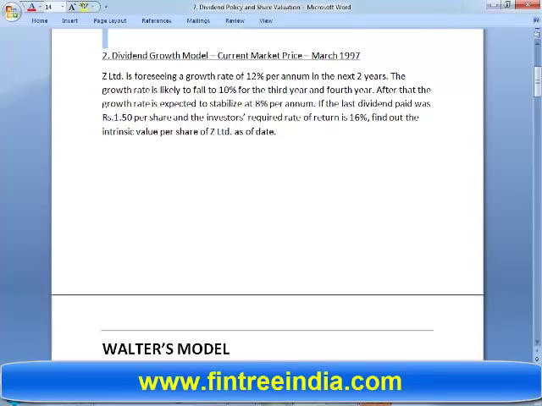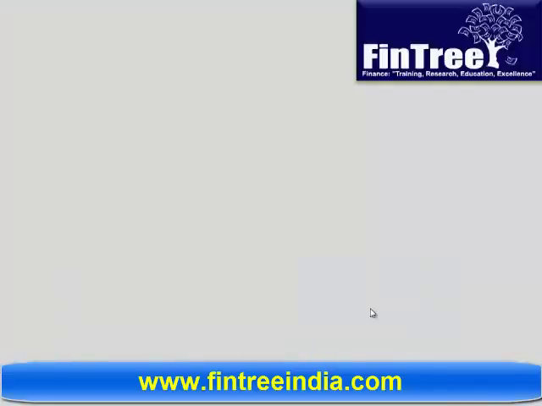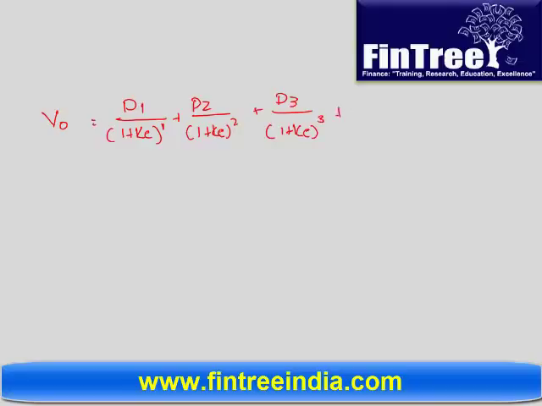Let's solve it together. Okay, let's play safe. Save time. So there are two ways of solving this. First, you can write down a formula. You can say value of stock at time 0 is equal to dividend of time 1 divided by 1 plus ke raised to 1, plus dividend of time 2 divided by 1 plus ke raised to 2, time 3 dividend divided by 1 plus cost of equity raised to 3, plus dividend of time 4 plus value of time 4 divided by 1 plus ke raised to 4.